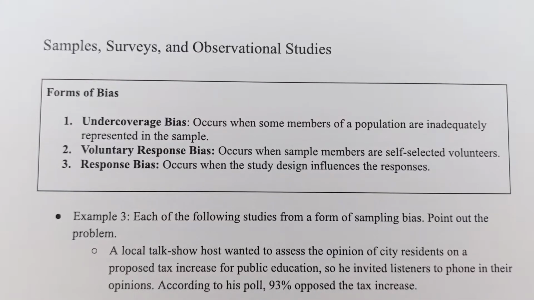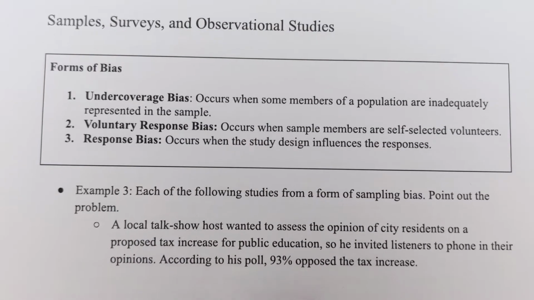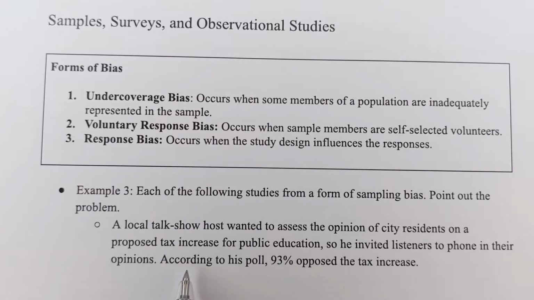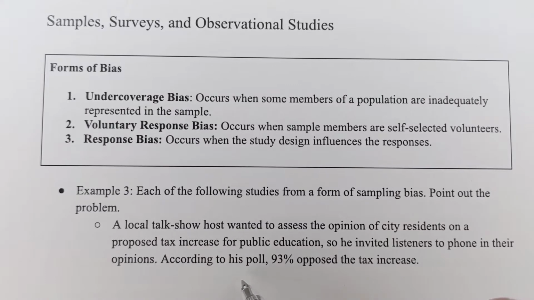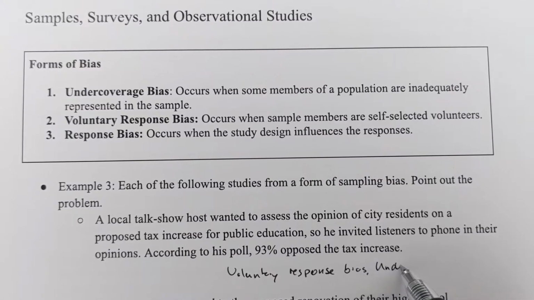So let's see here. For each, point out the form of sampling bias and the problem. A local talk show host wants to assess the opinion of city residents on a proposed tax increase for public education. So he invites listeners to phone in their opinions. According to his poll, 93%. So this is an example of voluntary response bias. People who feel strongly are more likely to call in. Also, undercoverage bias, because you're only looking at his listeners.